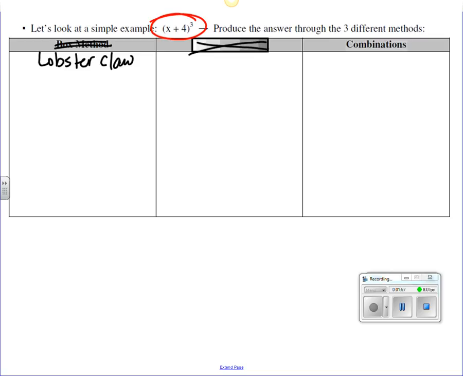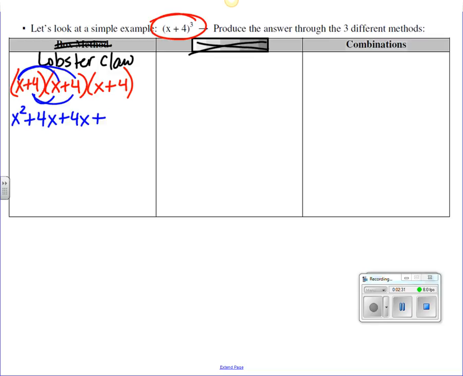What's the first thing you have to do? Write it out. How many times? 3 times. So x plus 4, x plus 4, x plus 4. Okay. All right. You can only lobster claw 2 at a time. So x times x, x squared, and then x times 4, 4x. All right. Then you do the claw underneath, 4 times x, 4x, and 4 times 4, 16.